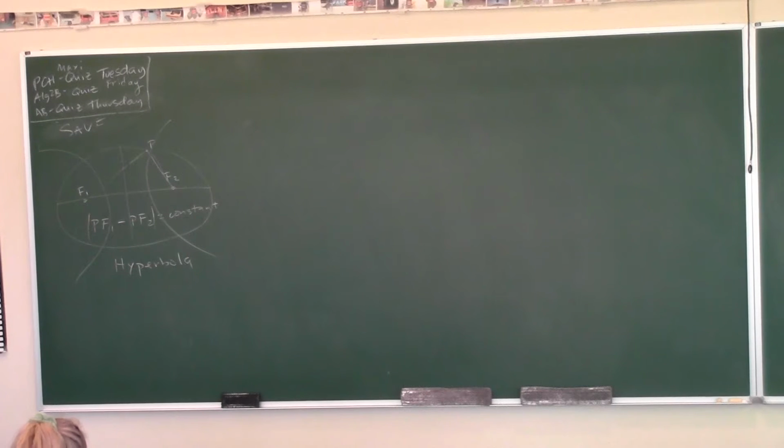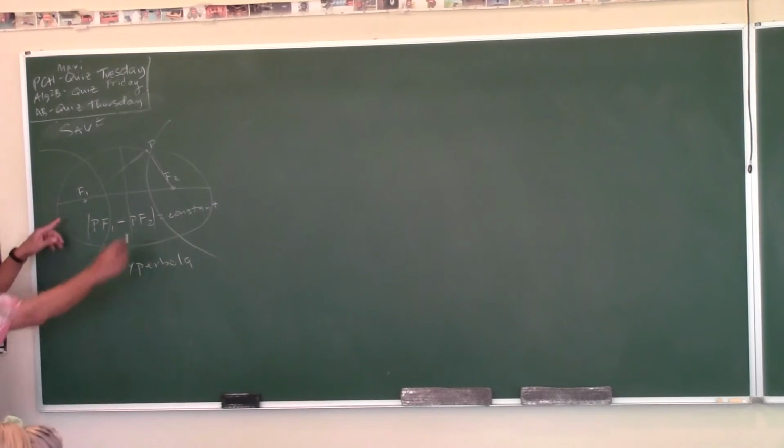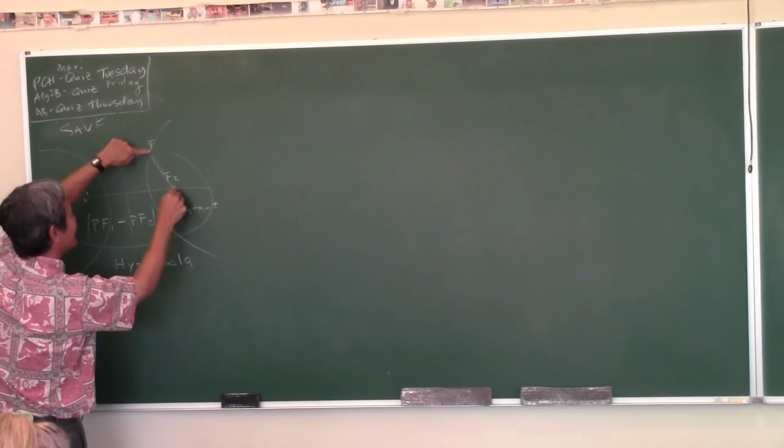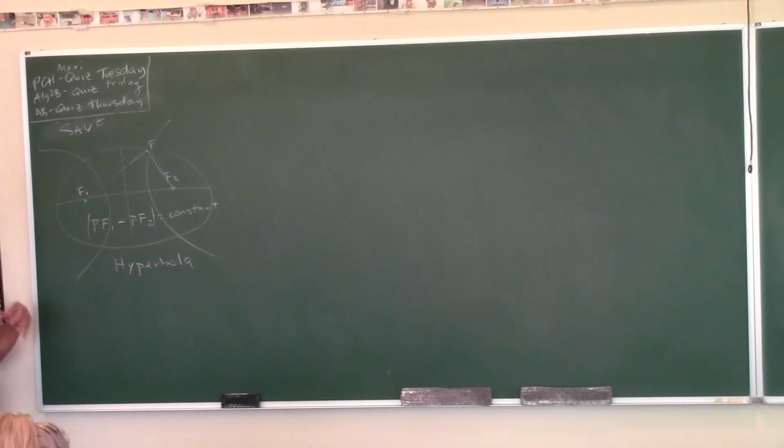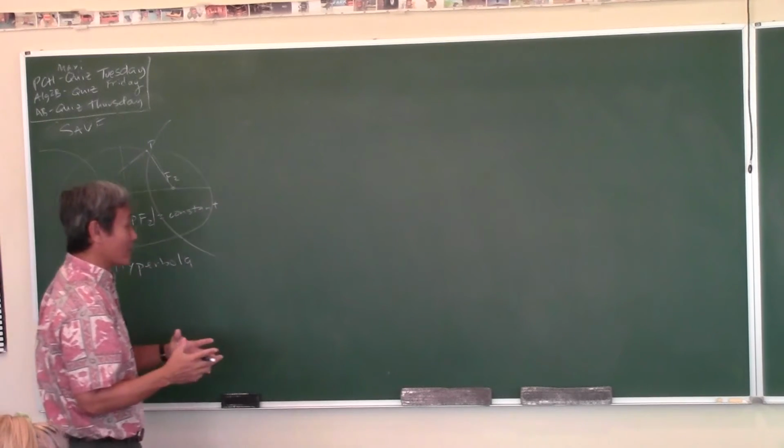Yeah, so PF2, this distance minus that distance is always constant, it doesn't change. That's the definition of the hyperbola. And since the definitions of the 2 conic sections are almost the same, then you can expect the equations to be the same.